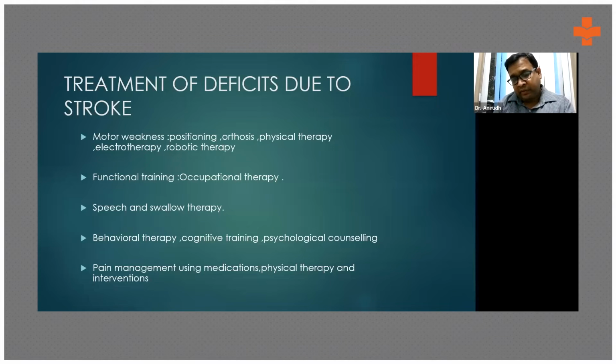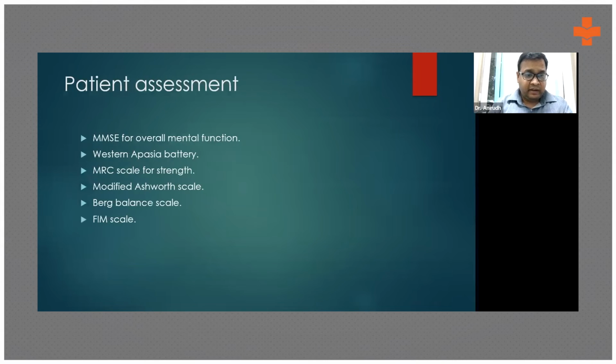Then we have robotic therapy. Robotic therapy is the upcoming thing because we have seen that robots are sometimes better because they do more repetitions in a given period of time, with more precision and without getting tired. So robotic therapy is definitely helpful for improving the effectiveness of the therapy. Then we have functional training, where the occupational therapist is very helpful. As I said, the functional state of the patient can be assessed on the FIM scale.